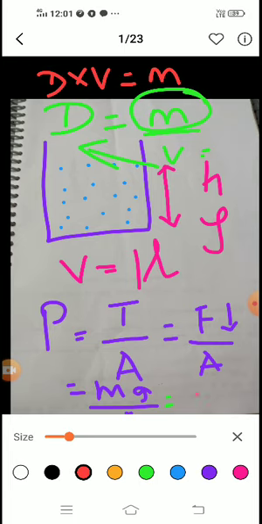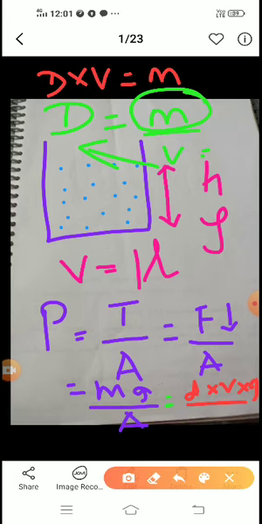So substitute here: density into volume into g divided by a. This is your pressure formula. Again I can split one quantity here. Which quantity? Yes, it is your volume. What is your volume formula? Area into height. So if you split it again, you will get the exact formula which we need.